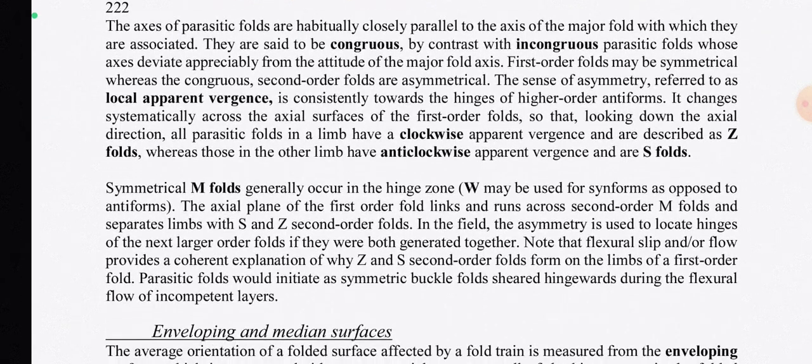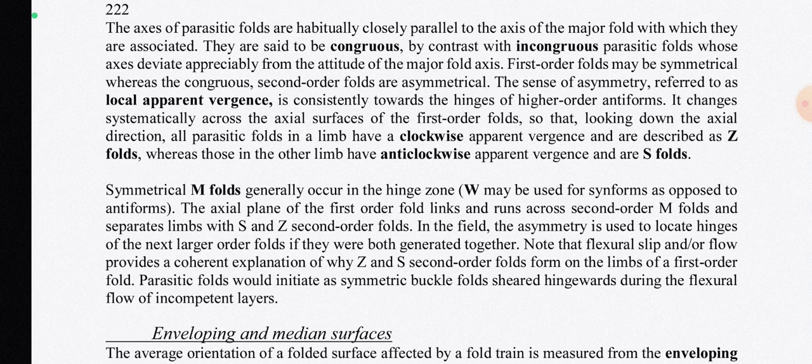The axes of parasitic folds are habitually closely parallel to the axis of the major fold with which they are associated. They are said to be congruous, by contrast with incongruous parasitic folds whose axes deviate appreciably from the attitude of the major fold axis. First order folds may be symmetrical, whereas the congruous second order folds are asymmetrical. The sense of asymmetry, referred to as local apparent divergence, is consistently towards the hinges of higher order antiforms.